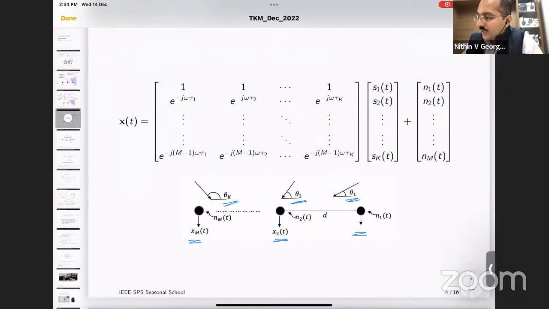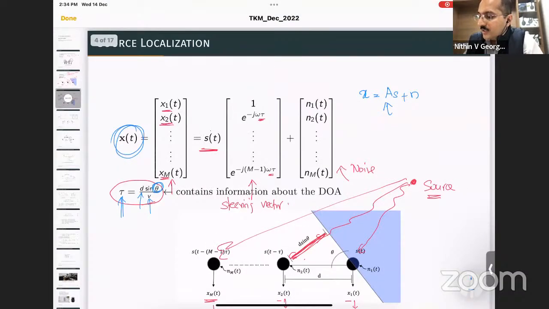Now, the earlier vector which we wrote was S multiplied by some vector plus some noise. I am taking the first element as 1 because my reference point is the first element, where we assume that there is no delay. I am not interested in depth estimation, I am only interested in theta. So my reference point can start from the first sensor itself.